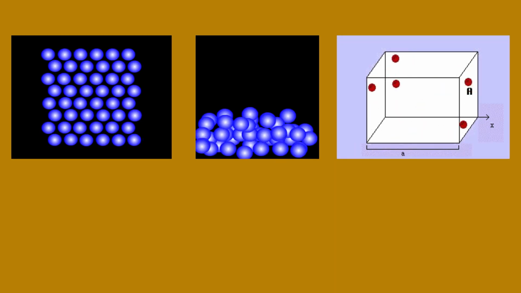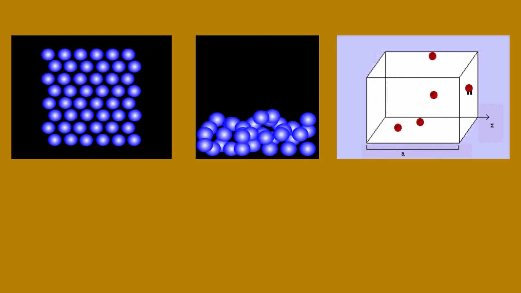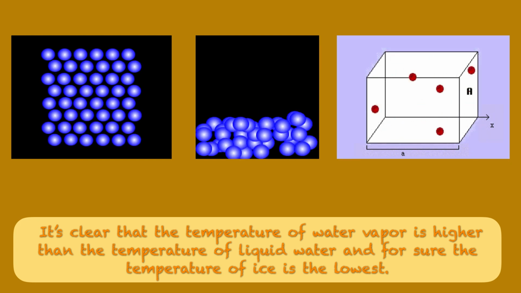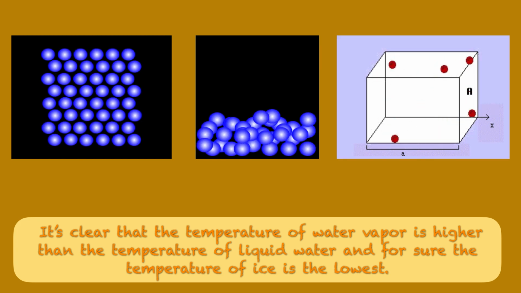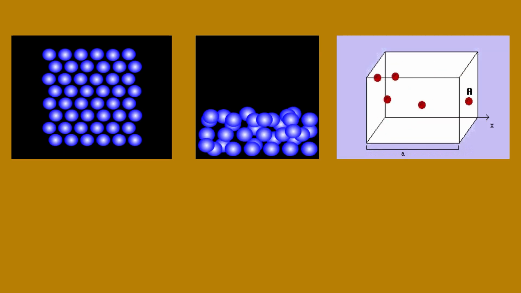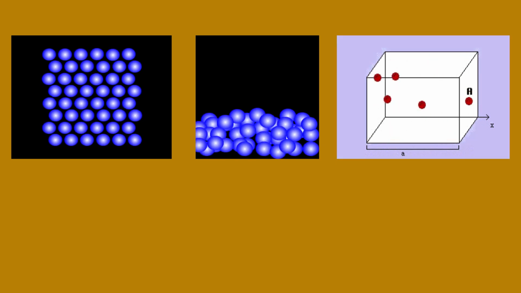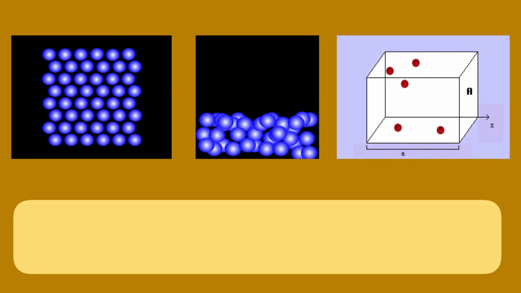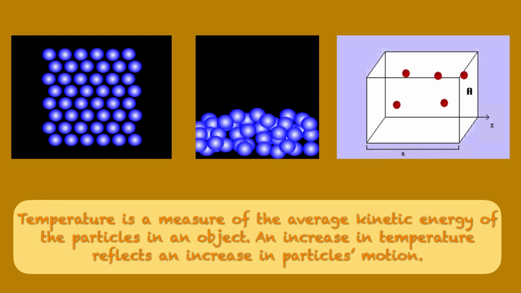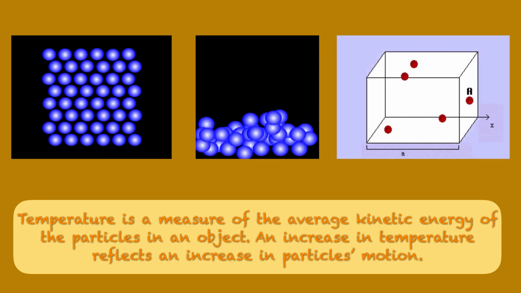Right now, at which state is temperature higher? It's clear that the temperature of water vapor is higher than the temperature of liquid water, and for sure the temperature of ice is the lowest. So, are you able to define temperature? Temperature is a measure of the average kinetic energy of the particles in an object. An increase in temperature reflects an increase in the particle's motion.